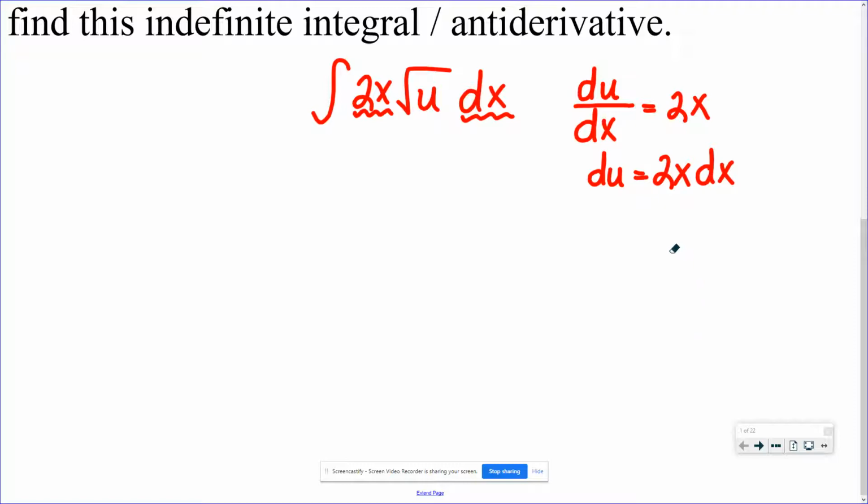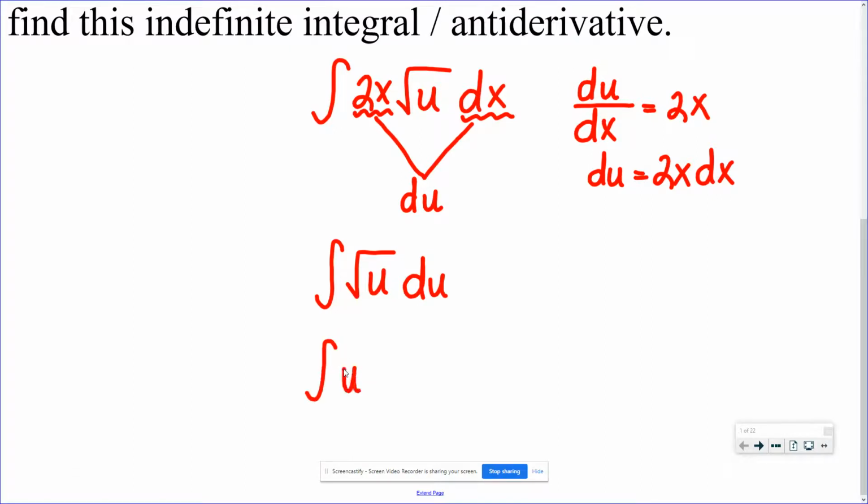Okay, now look at what you've just created. You've made a derivative and you've moved things around to create an equation that says that du is equal to 2x dx. That means 2x dx, which is in the problem, I can replace with du based on this information. So now my integral looks like radical u du. Everything is in terms of u, so you can now go ahead and actually take the antiderivative.